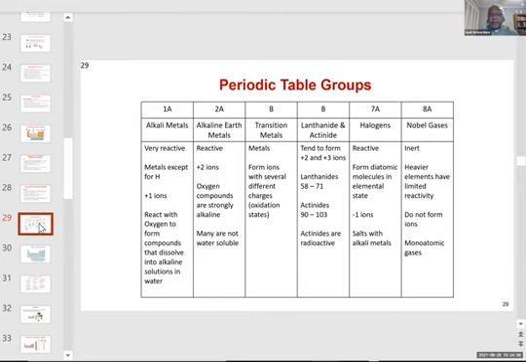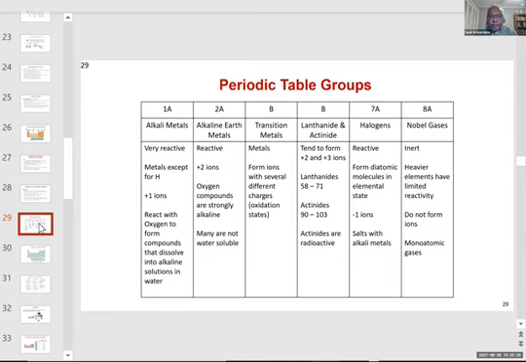So we are going back to periods in the periodic table. As I discussed before, properties of certain groups: alkali metals, group 1, very reactive, except hydrogen, make positive ions, react with oxygen to form compounds that dissolve into alkaline solution in water. They form metal oxides like potassium oxide, sodium oxide. When they dissolve in water, they form alkali solution, alkaline. That means basic solution.